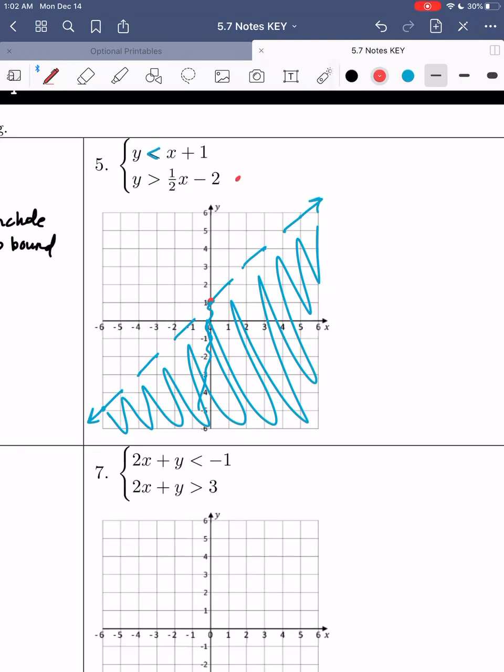I'm going to look at my second one. So y greater than 1/2 x minus 2. So I have that minus 2 as my y-intercept, and then a slope of 1/2. So I'm going to go up 1 over 2, up 1 over 2, up 1 over 2. And then I can keep going the other way. Just like this. This is just greater than, so it's going to be a dashed line.